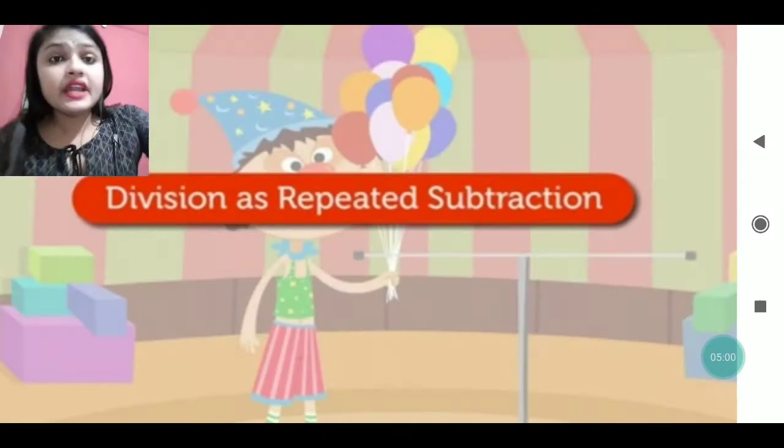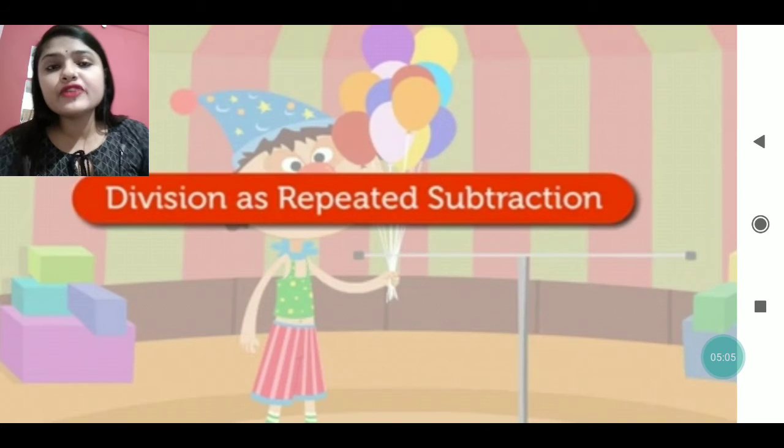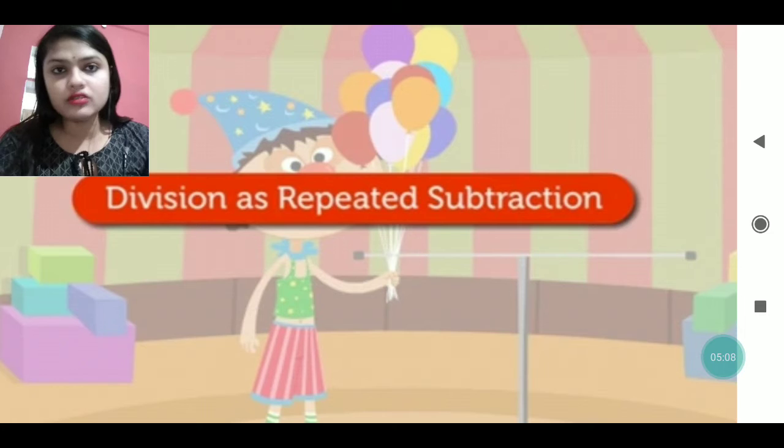Now just see, division as repeated subtraction. What it means, you can see in the figure which is down, just the background figure.